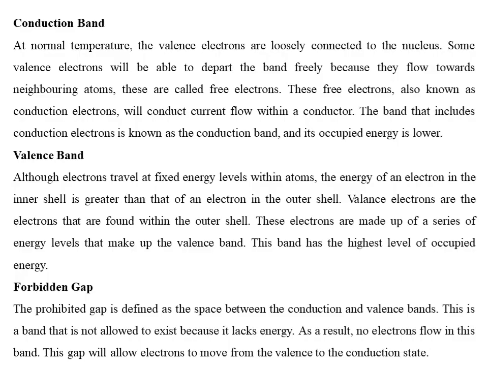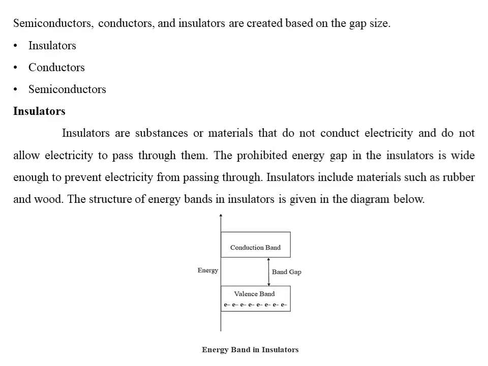Forbidden gap. The prohibited gap is defined as the space between the conduction and valence band. This is a band that is not allowed to exist because it lacks energy. As a result, no electrons flow in this band. This gap will allow electrons to move from the valence to conduction state. Semiconductors, conductors and insulators are created based on the gap size.